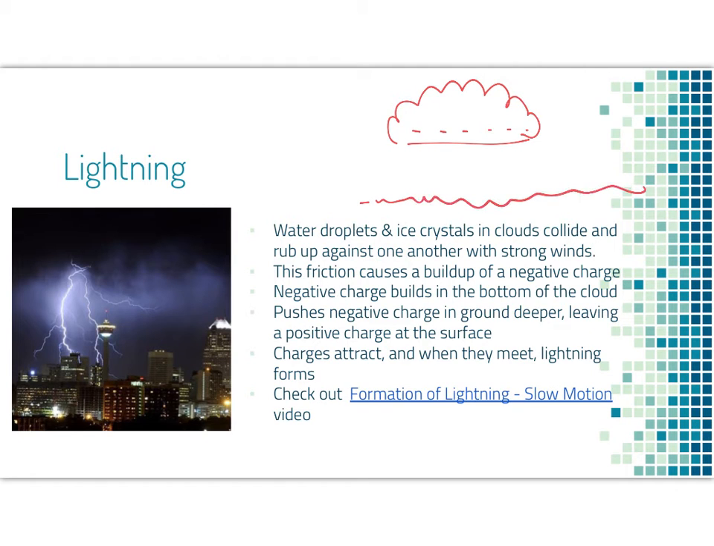And on the ground, all of this was positives and negatives. It's neutral. Because of this negative charge in the cloud, negatives in the ground are pushed lower, leaving positive charge at the surface. These charges are attracted to one another, and when they're able to meet, lightning forms.